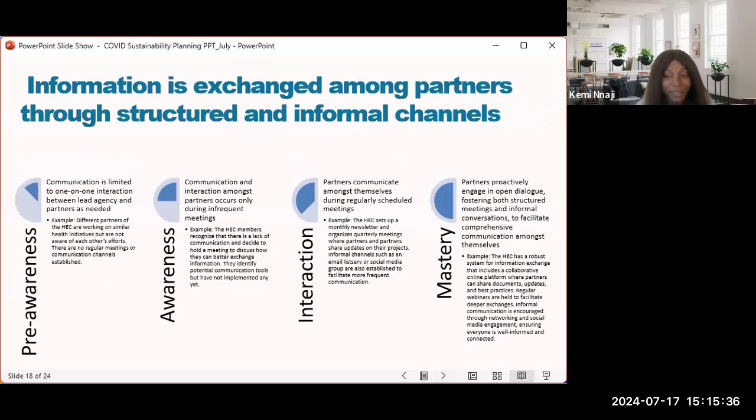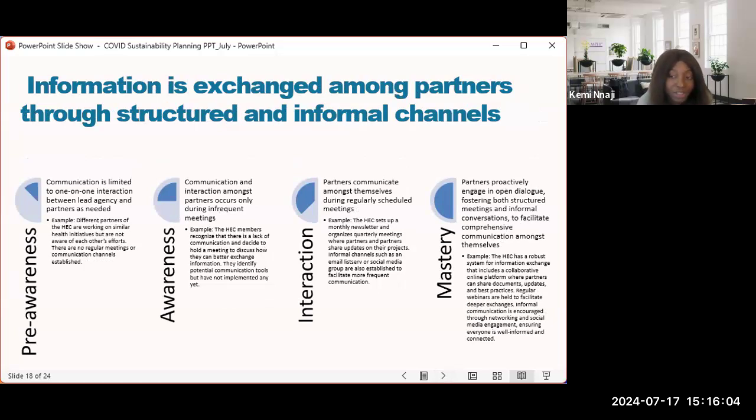The second aspect is ensuring that information is exchanged among partners through structured and informal channels. So in the pre-awareness stage, communication might be limited to one-on-one interactions. For example, different partners of the HEC might be working on similar initiatives, but are not aware of each other's efforts. So there's no regular meetings or communication channels established.